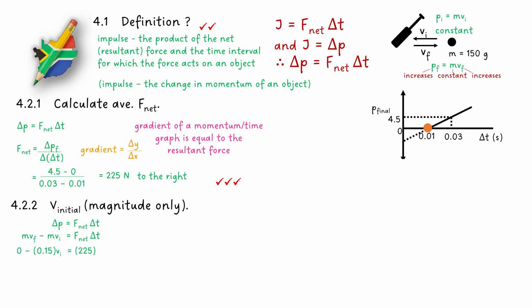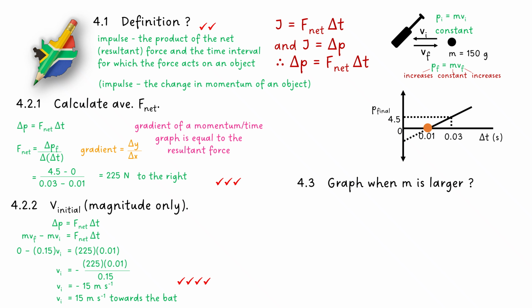We know the average net force applied by the bat. We worked it out in the previous question. And we need to use the corresponding x value for a final momentum of 0, and this is a change in time of 0.01. Rearranging and solving, we get negative 15 meters per second as the initial velocity of the ball, but the question only wants the magnitude. So we can leave out the sign and just write 15 meters per second, and we know this is in the direction towards the bat.